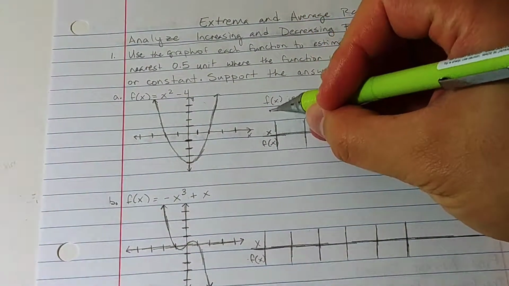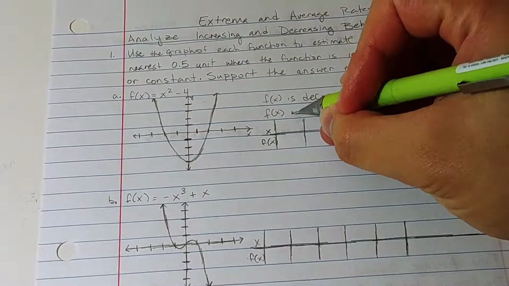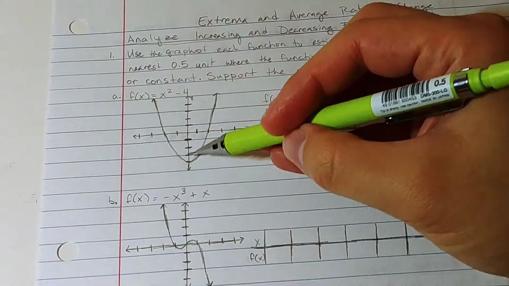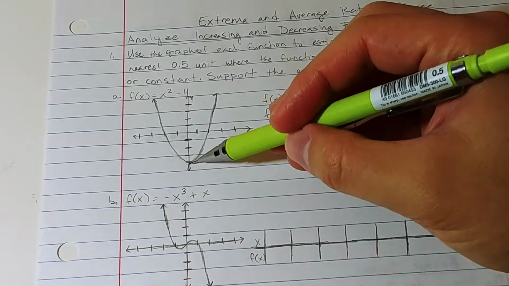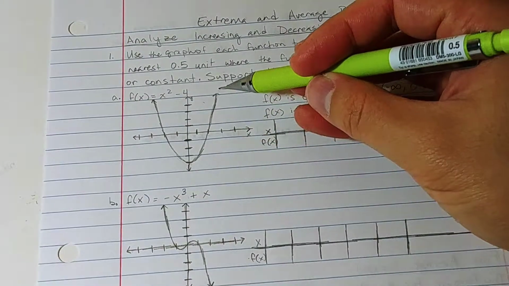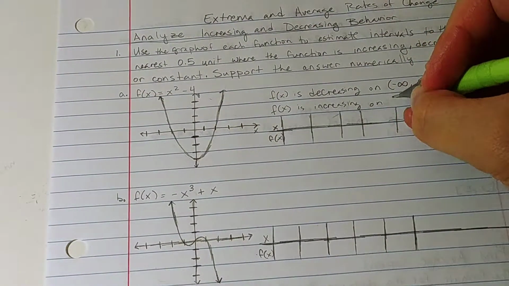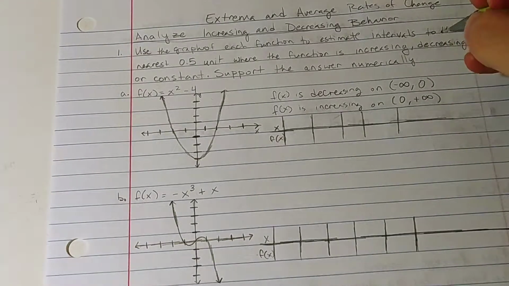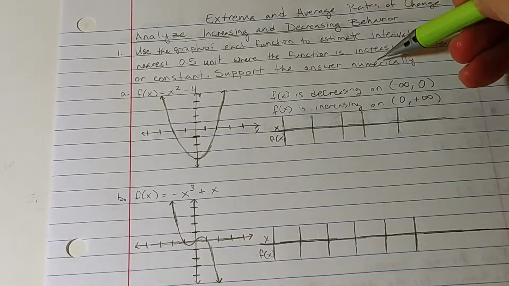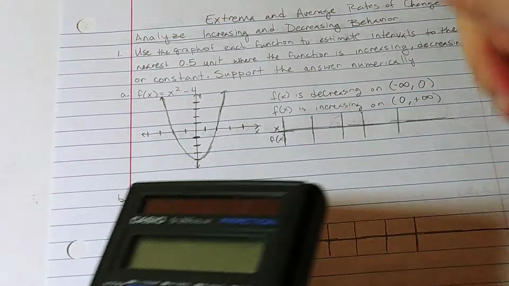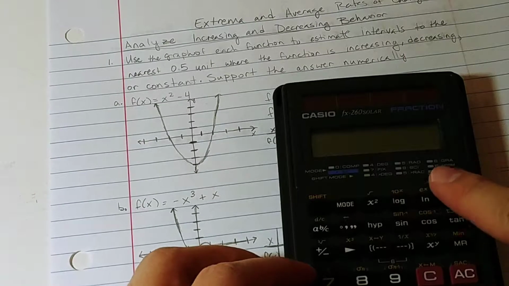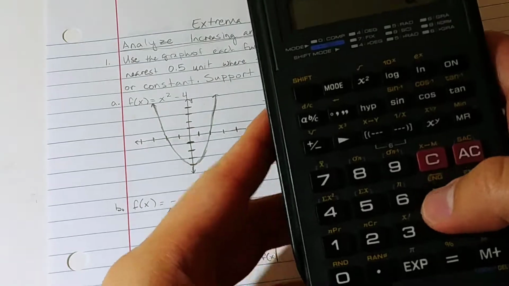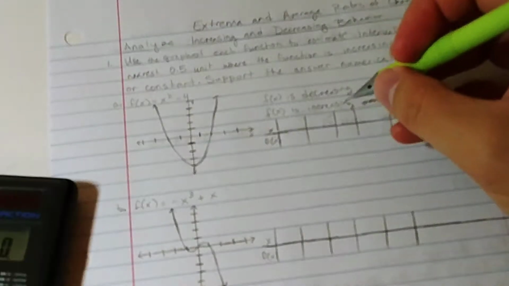All right, and then f of x is increasing. So it's going back up from 0 to infinity, positive infinity. And there we go. All right, now to support it numerically, we're going to plug it into our calculator. So I'll just show you one again. Oh, so first we need to put the x's.